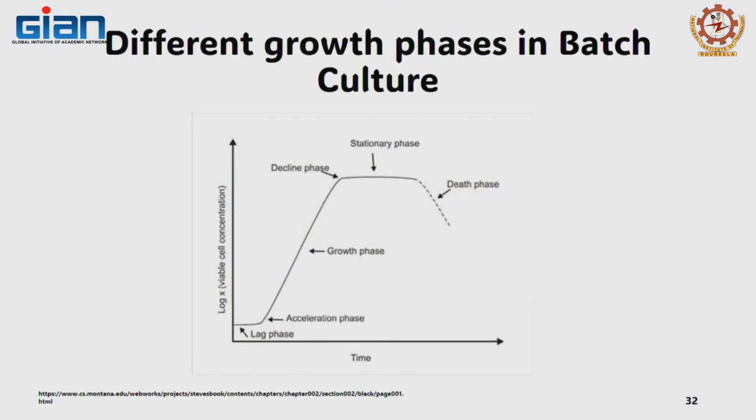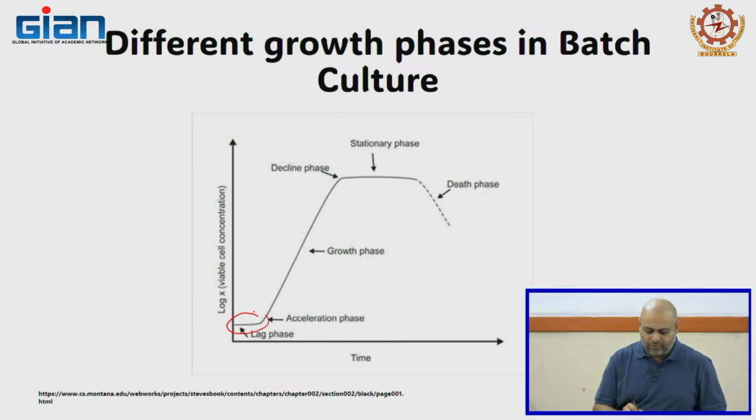Now, let us come back to our discussion on the different phases of growth in the batch culture. So, you had your lag phase. We did discuss that the cell is going through machinery changes, right, but it will increase in volume, but it is not going to increase in number. In the acceleration phase and the growth phase, it is going to increase in number, it is going to multiply.